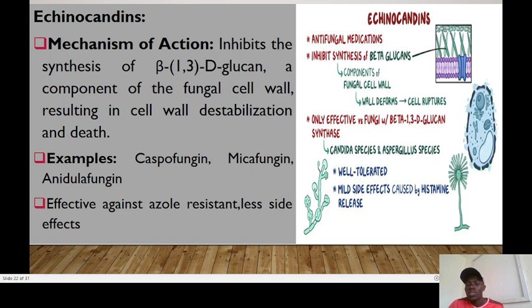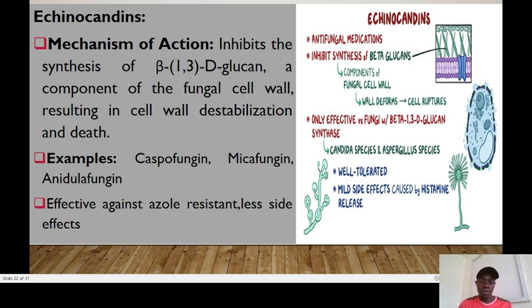Okay guys. So examples, we have the caspofungin, the micafungin, the anidulafungin, and they are very effective against azole resistance. Okay, so they have fewer side effects. Echinocandins are well tolerated, so they have mild effects caused by histamines.